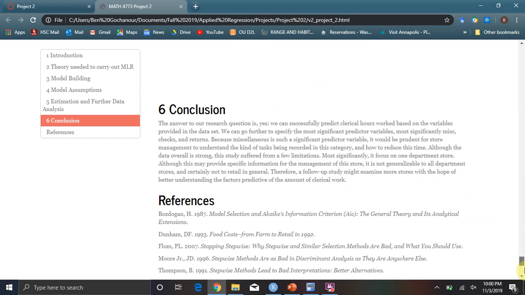Finally, we're going to get to our conclusion, which basically says that yes, we do have enough data to adequately model clerical hours worked. It also discusses the implications of this study and potential follow-up studies that would seek to understand more department stores or even more retailers in general.